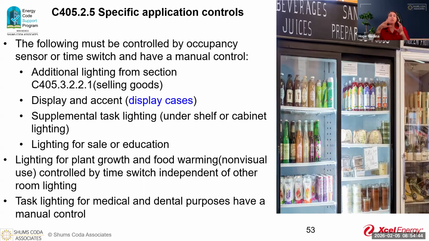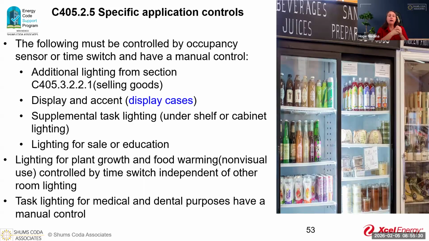So things like if you are selling goods, right? Remember how you got those additional lighting allowances for it? It also includes that you have to have an occupancy sensor. You also have to have an occupancy sensor for things like display cases. So I'm sure you've been in grocery stores where you walk down the frozen food aisle, and the frozen foods were not lit up. The displays were not lit up, but as soon as you walked by, all the lights popped on. That is what is required here. So you would see something of that nature in the information of the actual products that are going to be in there.